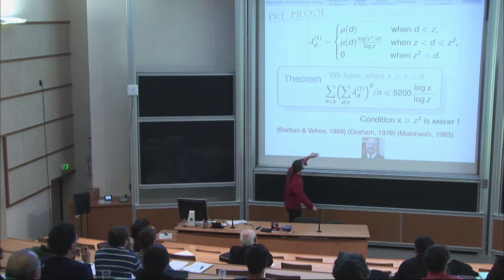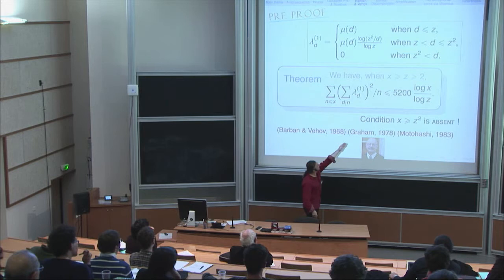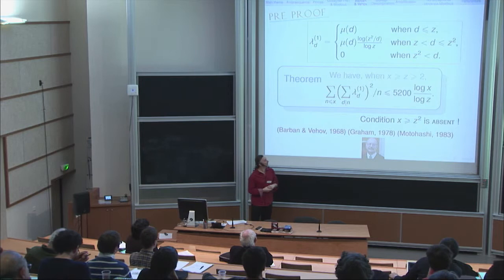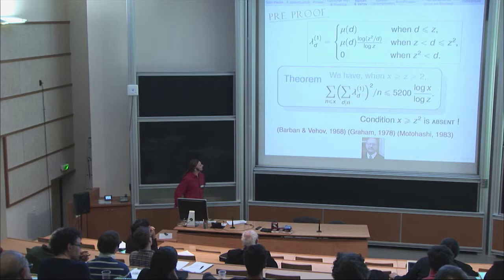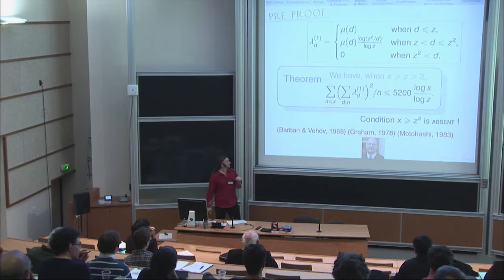So if you take the summation for n up to x of this lambda d squared divided by n, then it is less than a constant, which I computed, times log z upon log x upon log z. What is remarkable about that is that you can have z to be as large as x. You see, if you have this one, d is less than z squared.